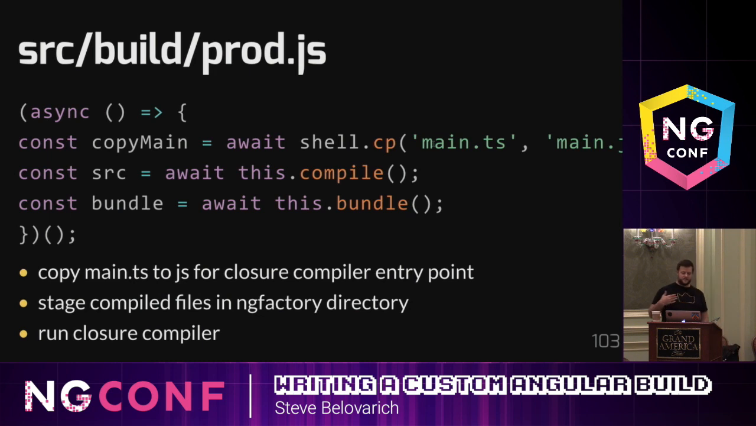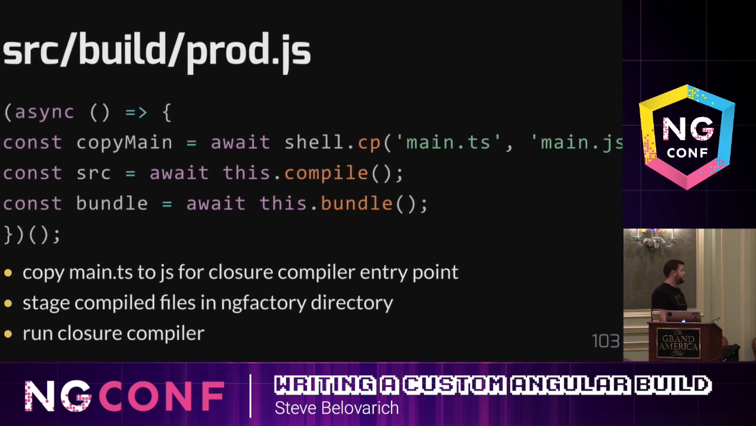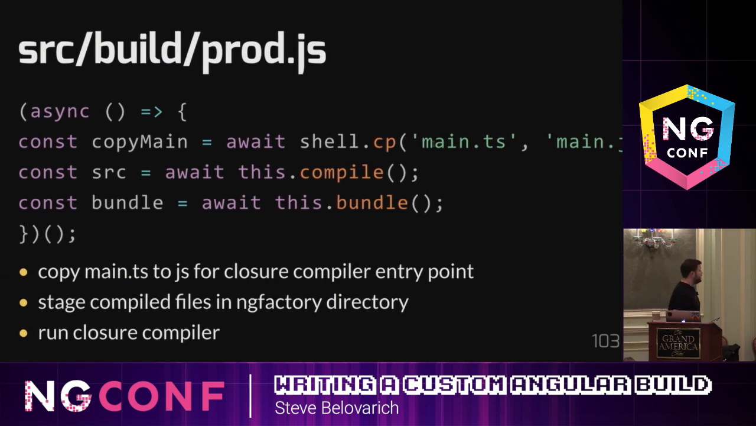So our prod build becomes something like this, where we're going to copy our main.ts to main.js. So Closure compiler can use it as an entry point for the bundle. Closure compiler cannot interpret TypeScript. It can only interpret JavaScript. We're going to run the compile method again, like we did for develop, but this time we're going to run the bundle method.